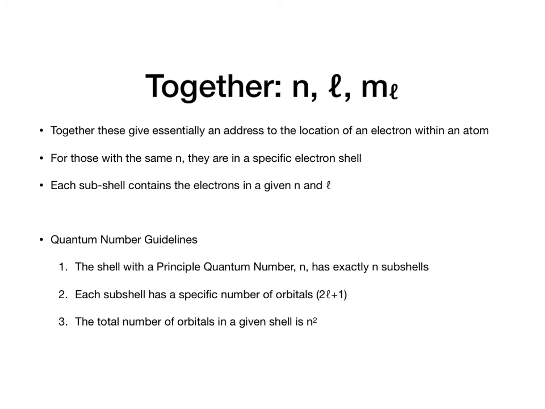So some quantum number guidelines. In a shell with the principal quantum number n, it has exactly n subshells. Each subshell has a specific number of orbitals, 2L plus 1. And the total number of orbitals in a given shell is n squared. My guess is right now you're trying to put together what these quantum numbers mean. I know that quantum numbers feel really complicated right now, but in just a second, we're going to turn over another sheet of paper and it's all going to fit together.